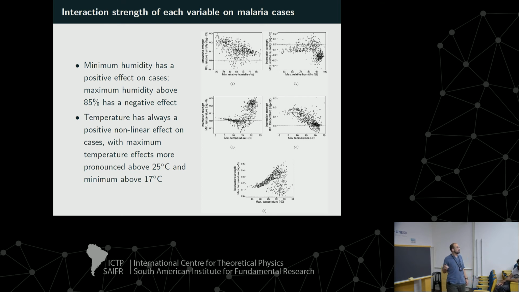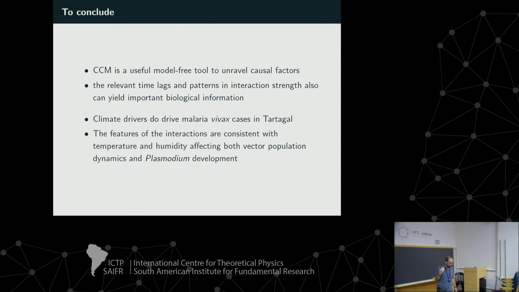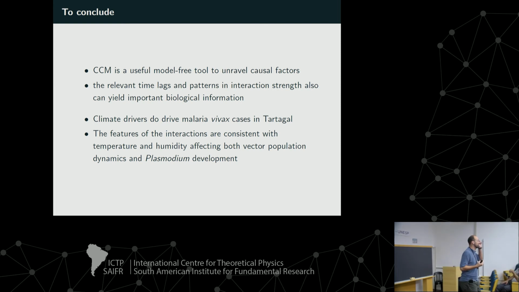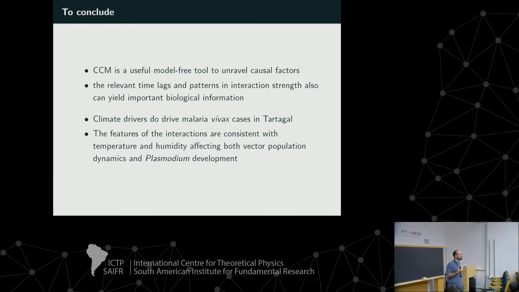So we tested causality, so to conclude, right? We have seen that, well, at least this is a choice, right? But we see that CCM, the convergent cross mapping, can be used to unravel causal factors. And of course, I'm definitely not against models, right? I love models, okay? But it's interesting that you can do that, and you can even use that to also be able to better calibrate your models, okay?